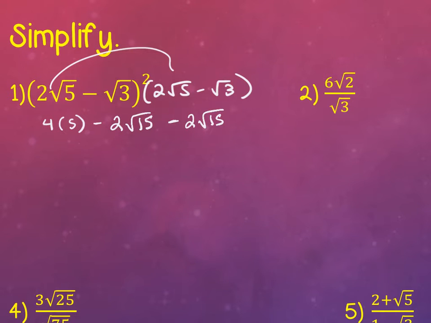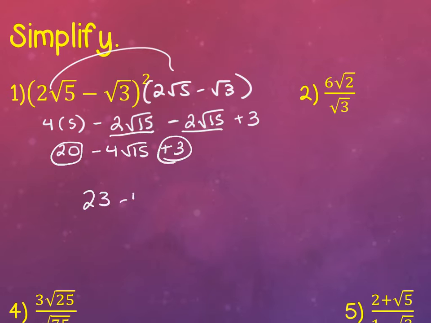And then the last one, negative root 3 and negative root 3 would be a positive 3, because any root times itself gets rid of the root. So I have 20. These two both have the same exact square root, so I can combine those to minus 4 root 15 plus 3, and then there's two constants, so I'm going to combine those to get 23 minus 4 root 15. Now 4 root 15 can't get broken down, right? It would just be 3 and 5, so we leave it the way that it is.